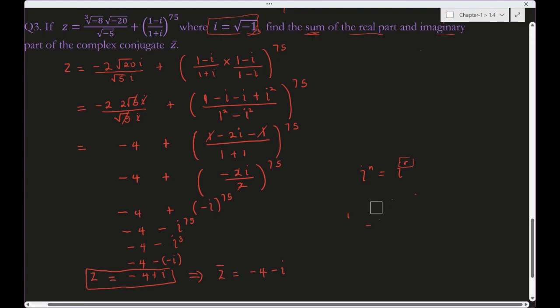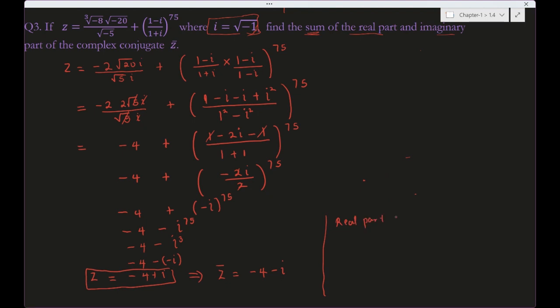So now let's talk about the real part. What is the real part of this complex number? So here you can see that the real part of z bar is just minus 4, while the imaginary part of z bar is minus 1. So the sum is simply minus 4 plus minus 1, which is minus 5.